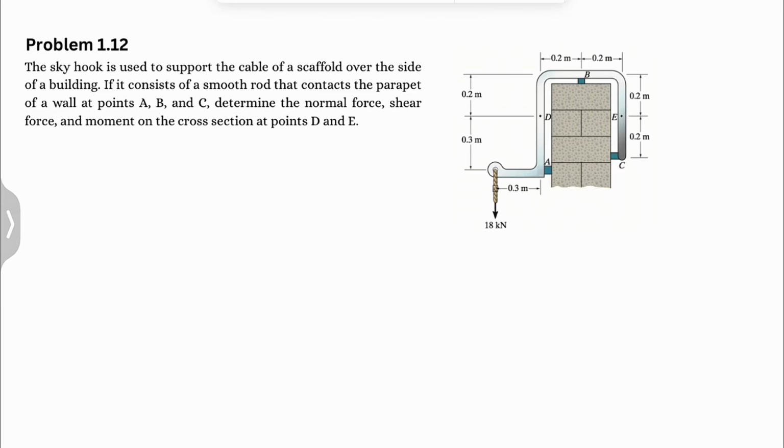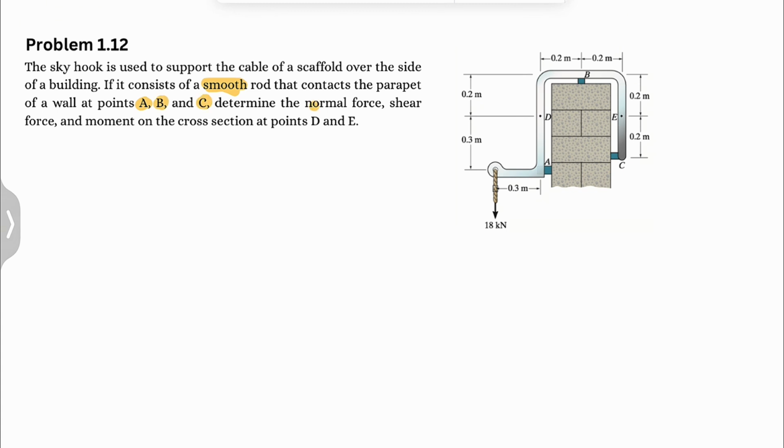Alright guys, welcome back. We have another question from the first chapter of Mechanics of Materials by Hibbeler, and we have this sky hook that is used to support the cable of a scaffold over the side of a building, if it consists of a smooth rod. So smooth is important for us, that contacts the parapet of the wall at points A, B, and C.